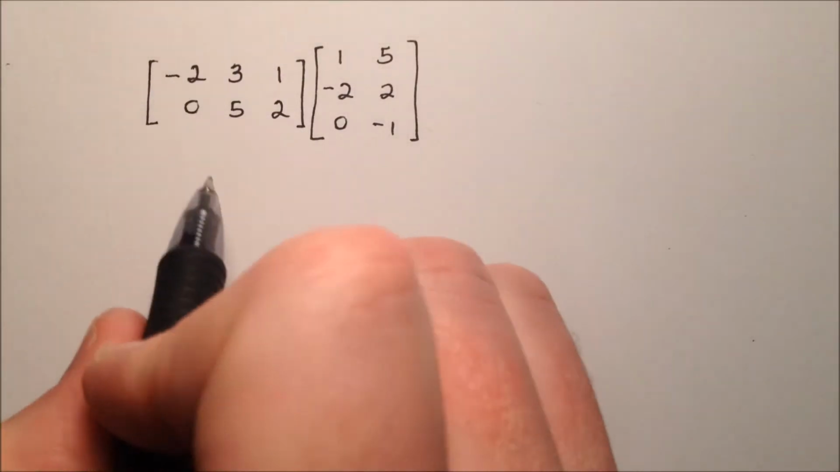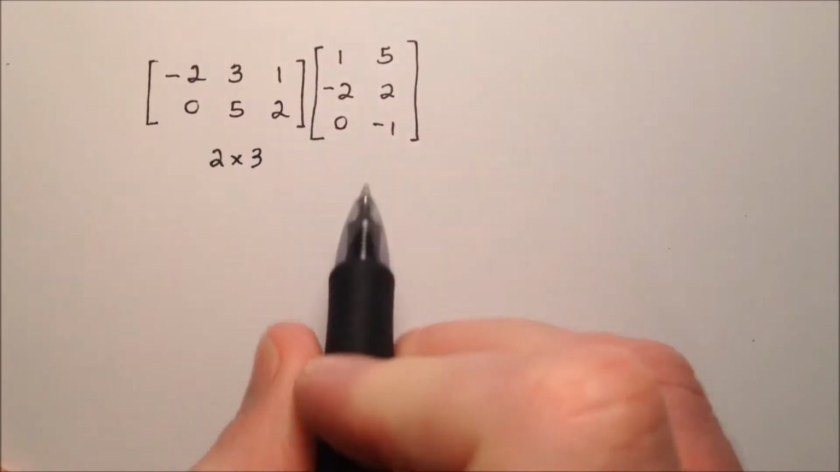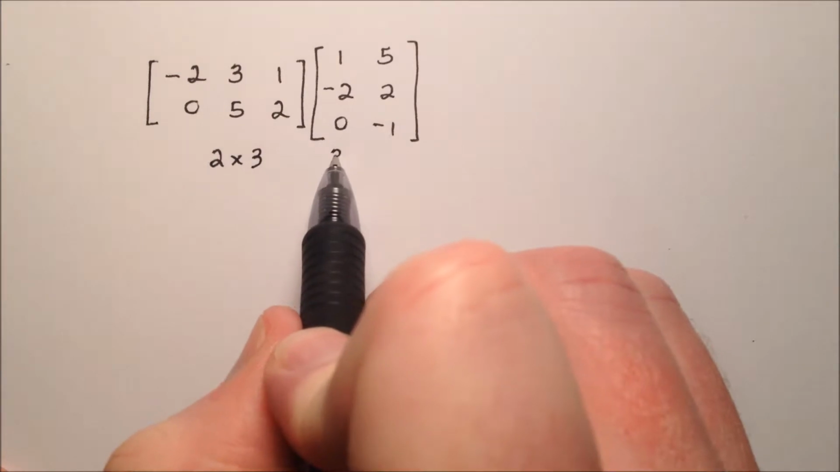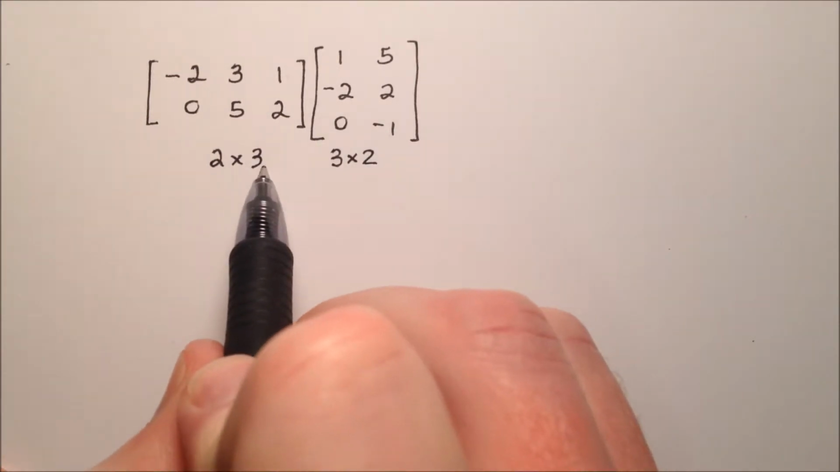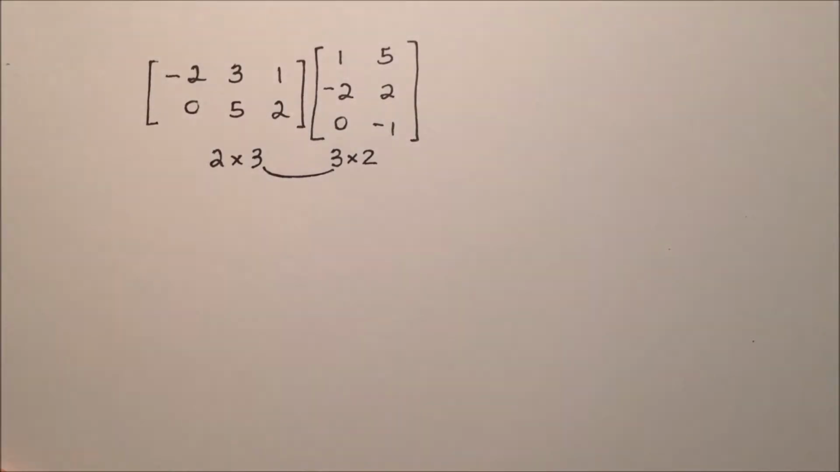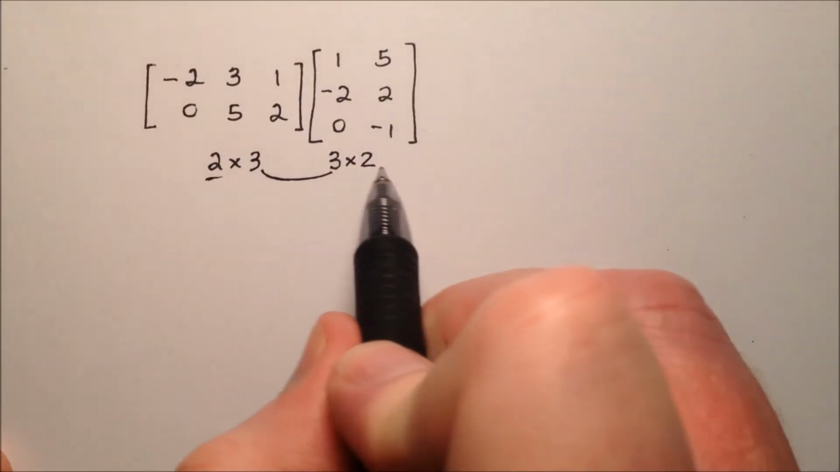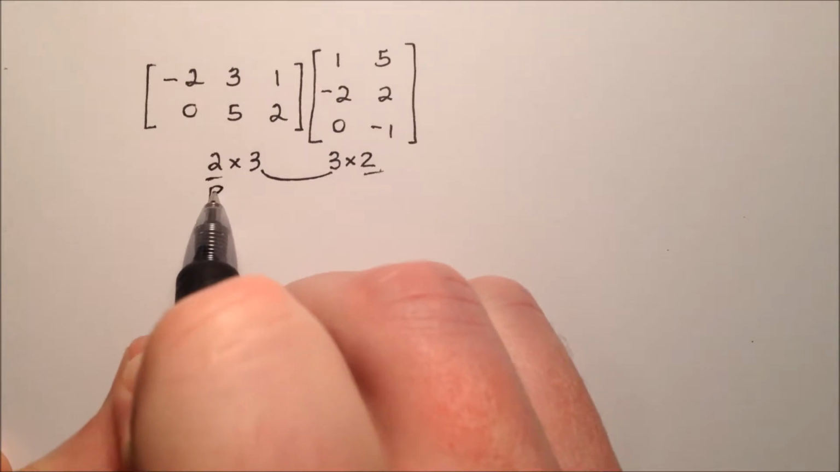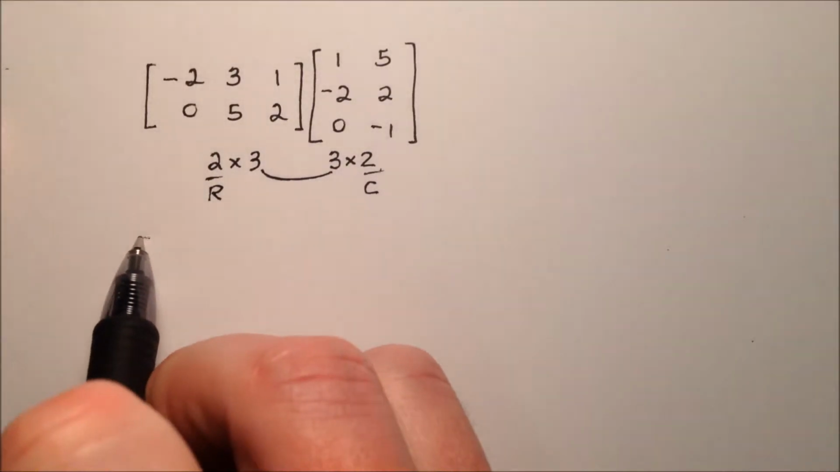So the first matrix here is a 2 by 3, 2 rows and 3 columns. And the second one here is a 3 by 2, 3 rows and 2 columns. As long as these two numbers in the middle are the same, we know we can do the matrix multiplication. And the dimensions of the product matrix are going to be 2 by 2, which means 2 rows and 2 columns. Okay, so how will we get the entries of our product matrix?